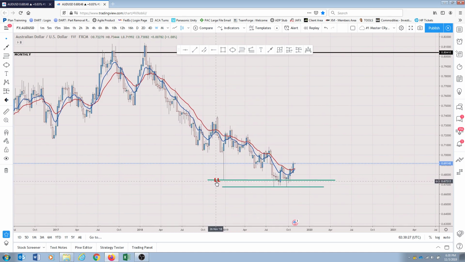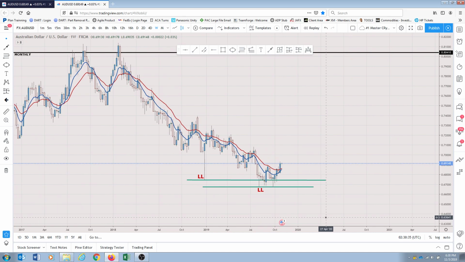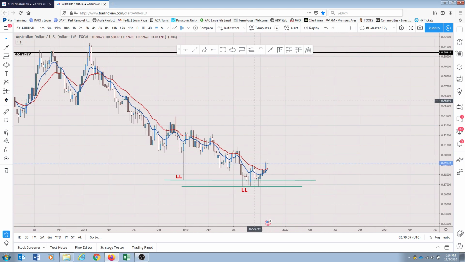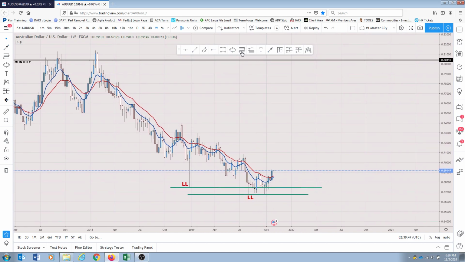We had a lower low here. Copy, paste. Now we made another lower low. So that's telling you something. But be aware that maybe we're going to retrace for a little bit. Maybe we're going to come back up to here. That's when, again, you could use Fibonacci retracement.